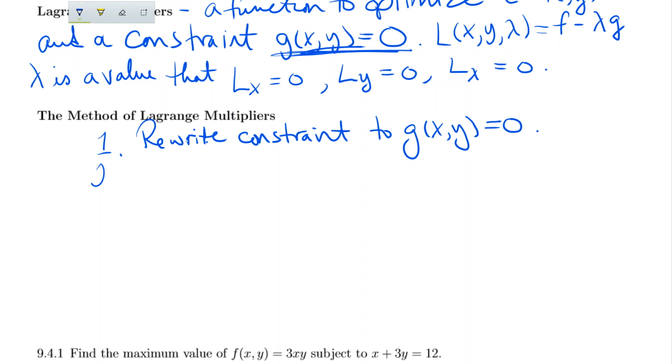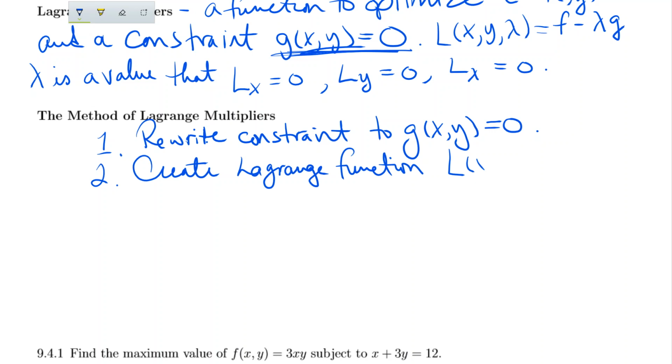Cool. Then step 2 is you're going to create the Lagrange function. I mentioned earlier, L of x y, and this new guy lambda is just going to be your f minus lambda g. And usually I'll simplify that a little bit to make the derivatives we're about to do a little bit easier. Step 3, we're going to find the first 3 partial derivatives.